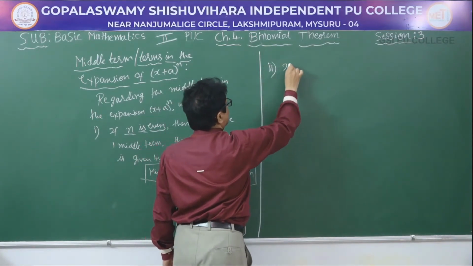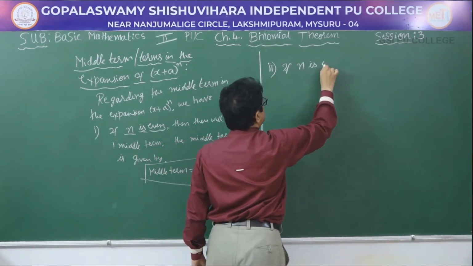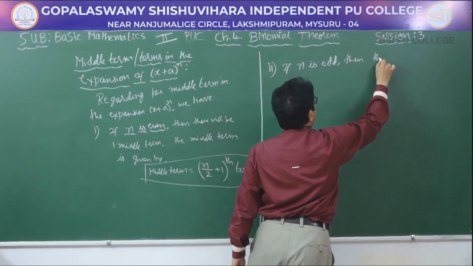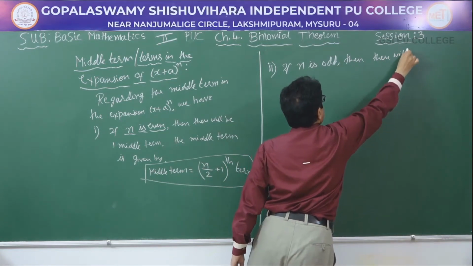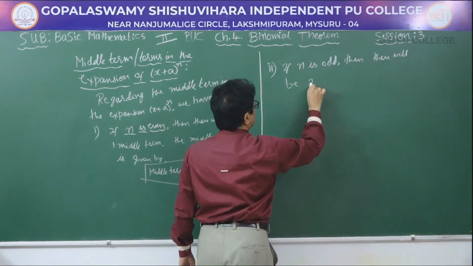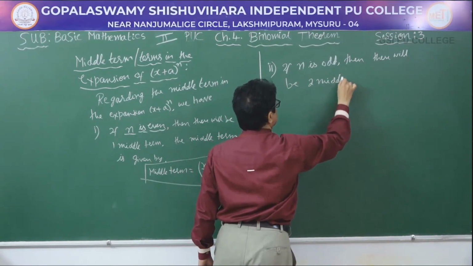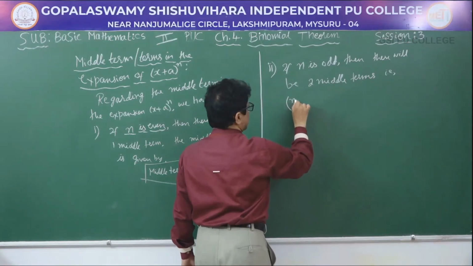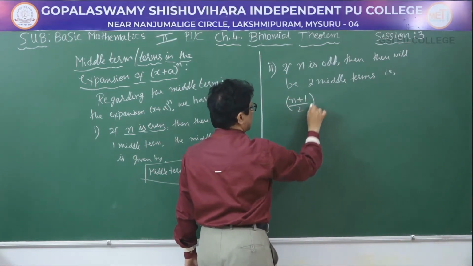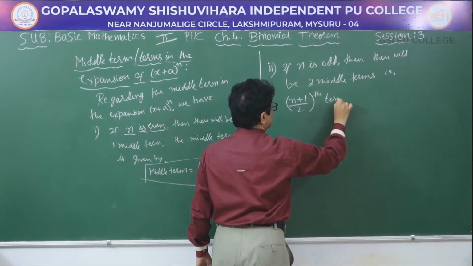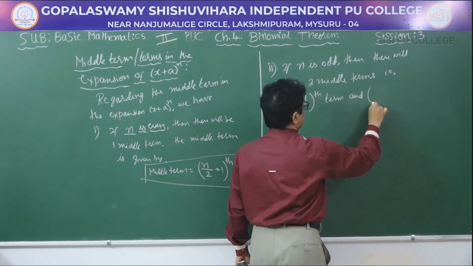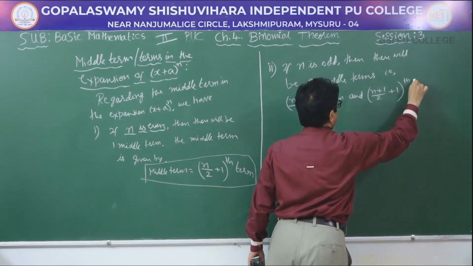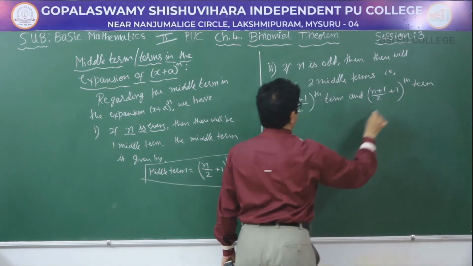Case 2, if n is odd, then there will be two middle terms, that is the ((n+1)/2)th term and the ((n+1)/2 + 1)th term.